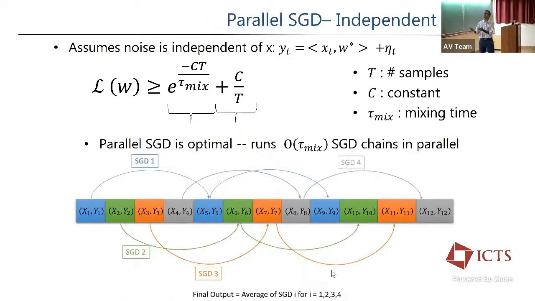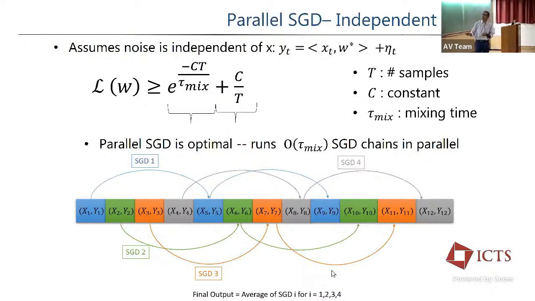The idea is very, very simple. What you do is you keep, let's say, tau mix parallel versions of SGD. That is, on the first sample, you start the first run of SGD. On the second sample, you start your second run of the SGD. Third sample, you start your third run of the SGD, and so on, right? So here, let's say your tau mix is 4. So you will have these 4 parallel versions of SGD, right?